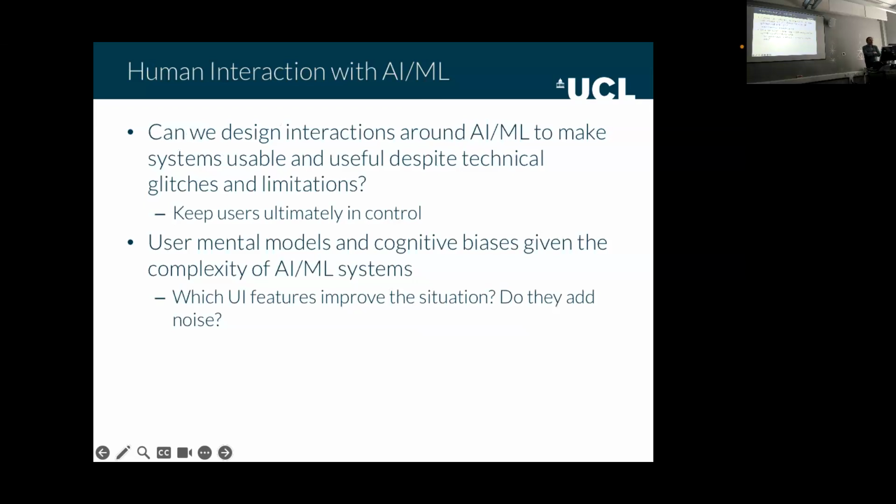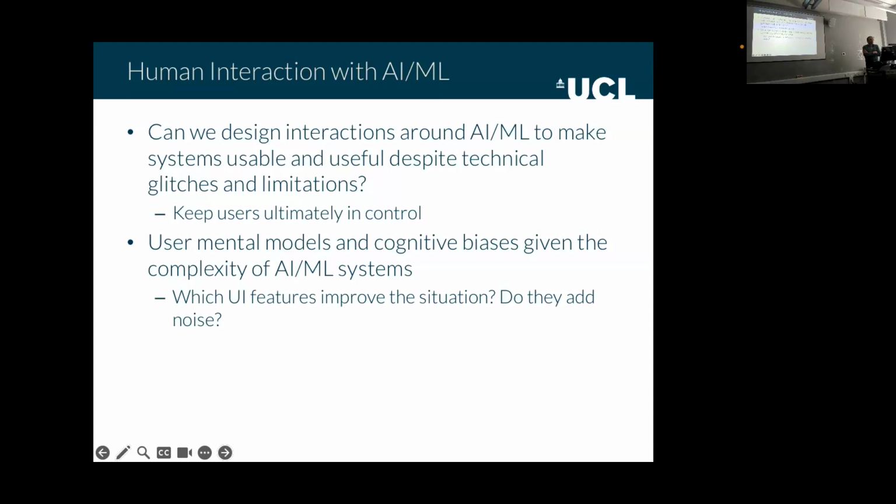So the research I will present today, in broad terms, addresses the question of how can we design interactions and user interfaces around AI and ML systems to make them usable and useful despite possible technical glitches and limitations. My perspective is that I want to keep users ultimately in control, so that even when a system may make mistakes, people can get things right if they can understand what's going on.